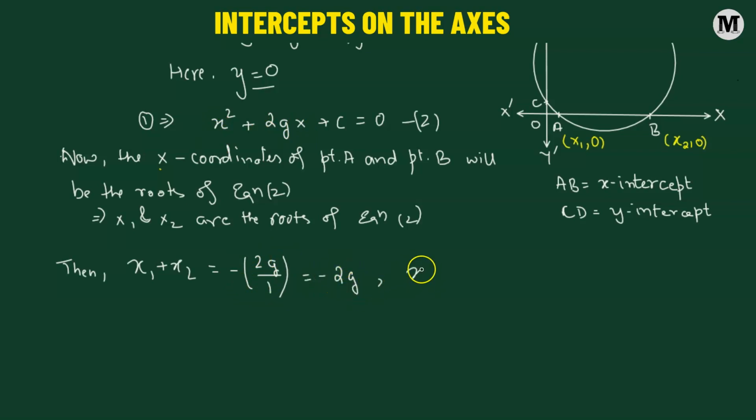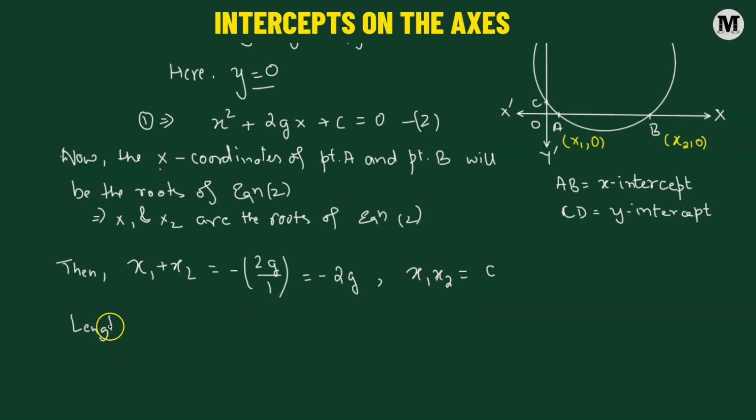Fine. And the product of the roots, x1 times x2, is going to be equal to the constant term c divided by the coefficient of x squared. Since it's 1, we have c divided by 1, giving us only c. So now we have the sum of the roots as well as the product of the roots. Okay, now what about the length?